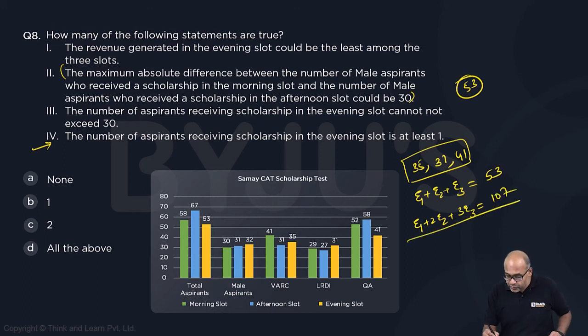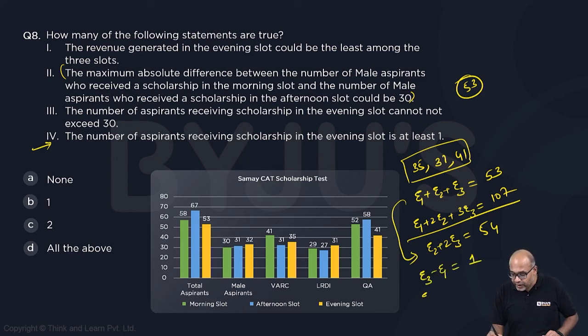Now subtract these two, you'll get exactly 2 plus 2 times exactly 3 is 54. Now subtract these two, you will get exactly 3 minus exactly 1 is equal to 1, or exactly 3 is 1 plus E1. Now what is the minimum E3 you can have when this is 0? Minimum E3 is 1. That's what is mentioned here. The number of aspirants receiving scholarship in the evening slot is at least 1. This is correct, so this is also true.